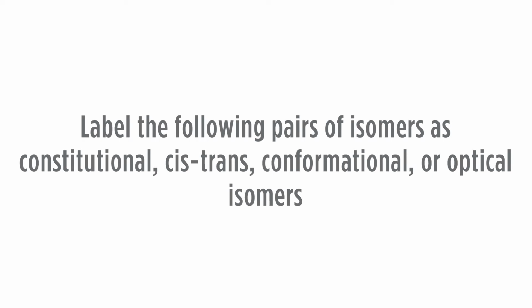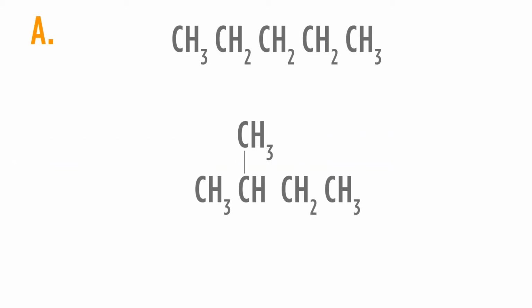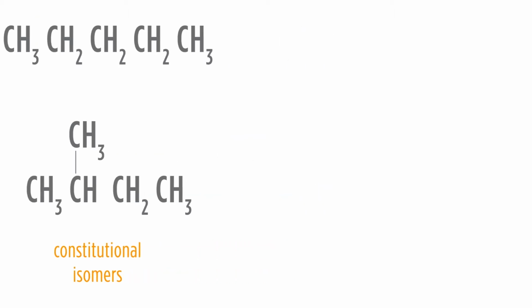Label the following pairs of isomers as constitutional, cis-trans, conformational, or optical isomers. In the first pair, we see that we have 5 carbons in a straight chain. Each carbon is connected to one other carbon. In the other structure, we see that we have 4 carbons in a straight chain and 1 carbon that's attached to the second carbon. That carbon has 3 connections to carbon. Therefore, the connections are different, and these will be constitutional isomers. There's a significant structural difference. We've changed the way the atoms are connected. Let's look at the next.